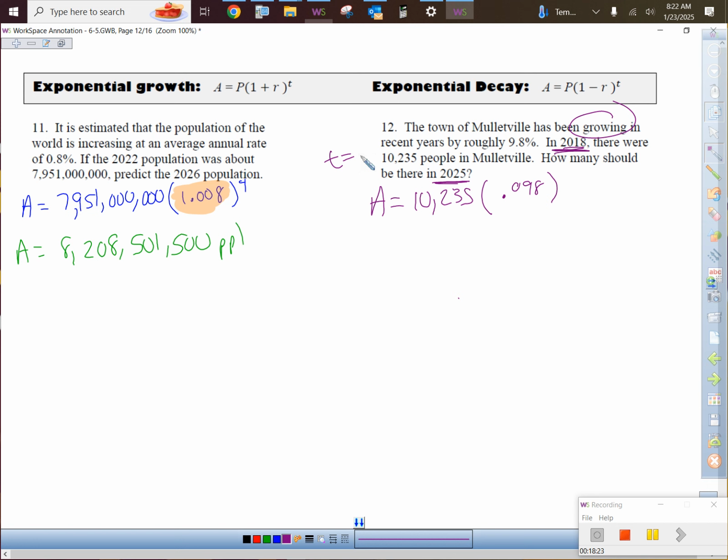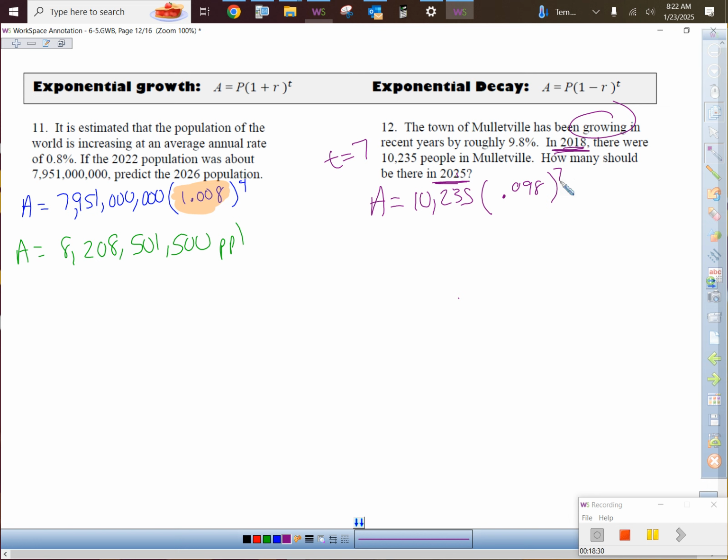Sometimes it's nice to even write it down. T would equal what? From 2025 to 2018, that would be how many years? 7. Cool. Mine's wrong. That is wrong right there. What's wrong with that? I got my starting value, I got my rate, and I got my time in years as 7, right? What's wrong with it?